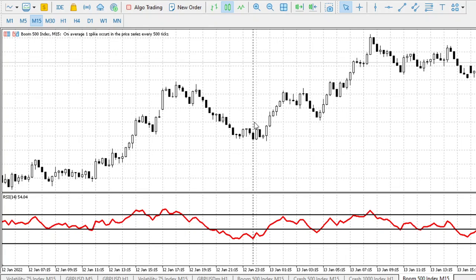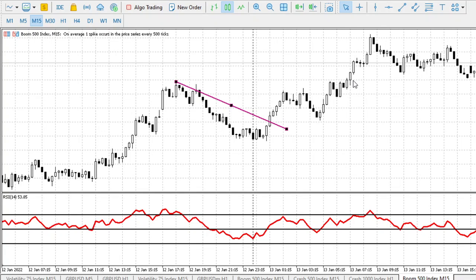Particularly, this example is Boom 500. So again, the RSI is below 50. We need it to go above 50, and also we need our trend line to be broken. Yes, this RSI now went above 50, and the trend line was also broken.